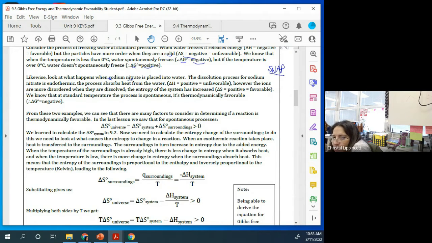So this is an endothermic process through the dissolution of this; the thing will actually feel cold to your hand. The heat is absorbed from the water, so the delta H is going to be positive, which tends to be unfavorable. However, the ions become more disordered when they're dissolved, so the entropy is going to increase. And we know that this is going to happen because it's a SNAP, so delta G has to be negative. So here your entropy is going to drive this reaction.